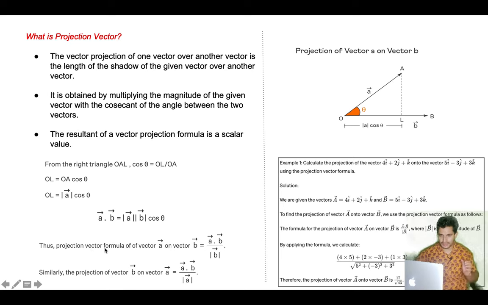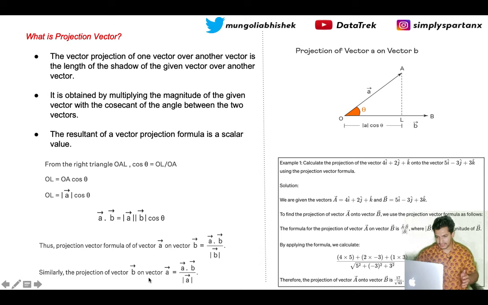So the projection vector of vector A on B is A dot B divided by the magnitude of B, and the projection of B on A is A dot B divided by the magnitude of A, right? So we'll see an example. Let's say we calculate the projection of this vector onto this vector. We'll first calculate the dot product. The dot product is 17, and we have to calculate the projection of vector A on B.